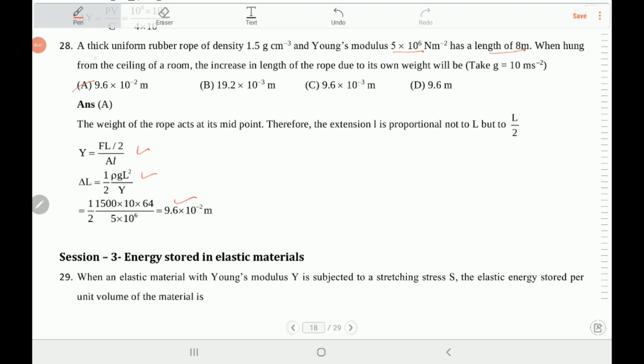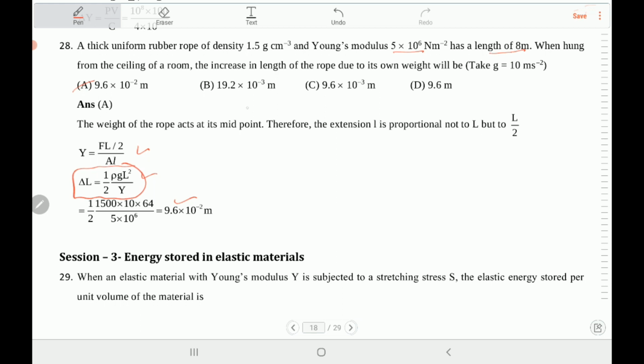Next, a thick uniform rubber rope of density 1.5 gram per centimeter cube and Young's modulus 5 × 10^6 Newton per meter square has a length 8 meter. When hung from the ceiling of a room, find the increase in length of the rope due to its own weight. We discussed the same problem as a formula previously, maybe 5 or 6 problems back. Watch it once again. This formula we derived. The rest is simplification, you practice it.